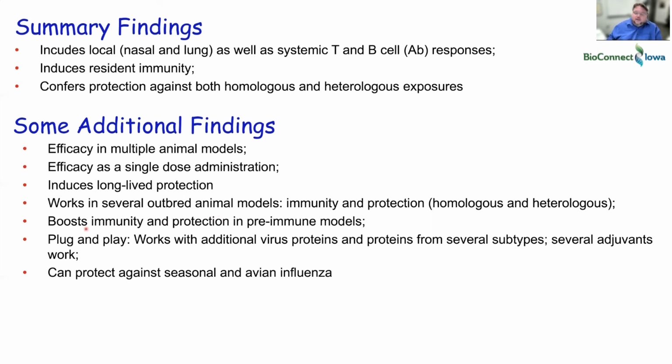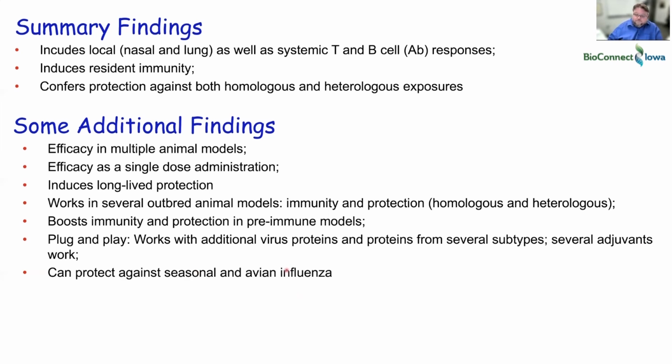Because of the plug and play nature of this, we can swap out the antigens. And we've actually created vaccines using different backbones of HA and NA, as well as other viral proteins from flu, and show the same levels of protection. We've also been able to change the adjuvants and get the same sort of protections as well. And importantly, we've been able to get protection to both seasonal as well as high path avian influenza virus infections using this strategy.